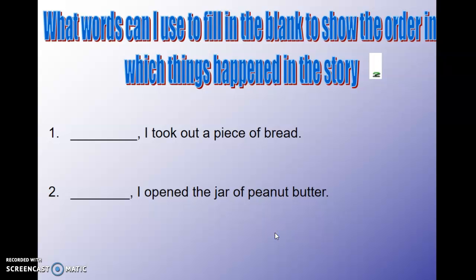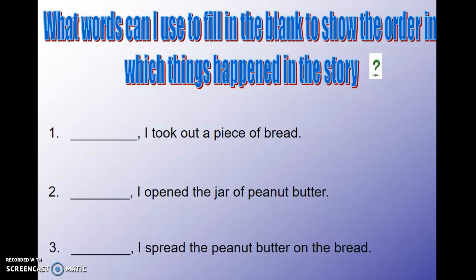Blank, I took out a piece of bread. Blank, I opened the jar of peanut butter. And blank, I spread the peanut butter on the bread. So you want to tell the order in which these happen by using transition phrases or transitional words. First, I took out a piece of bread. Following that, I opened the jar of peanut butter. To finish up, I spread the peanut butter on the bread.